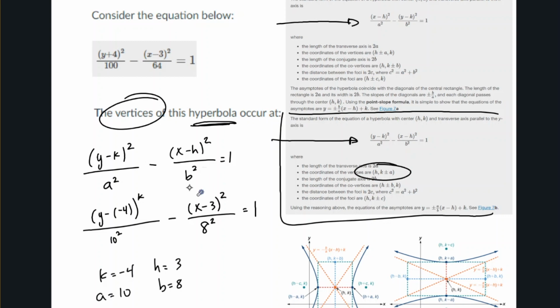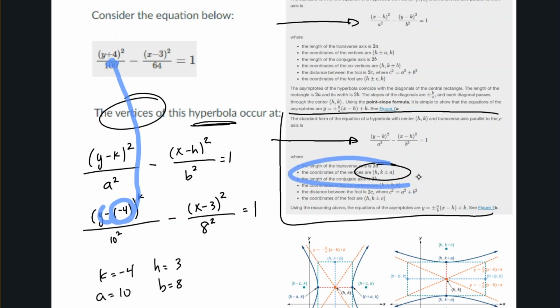Now notice I wrote h is 3. Even though there's a minus here, that's okay. Minus is part of the formula. That's expected. The reason k is a negative 4 is because negative is part of the formula. However, I had to subtract a negative number in order for it to become a positive 4.